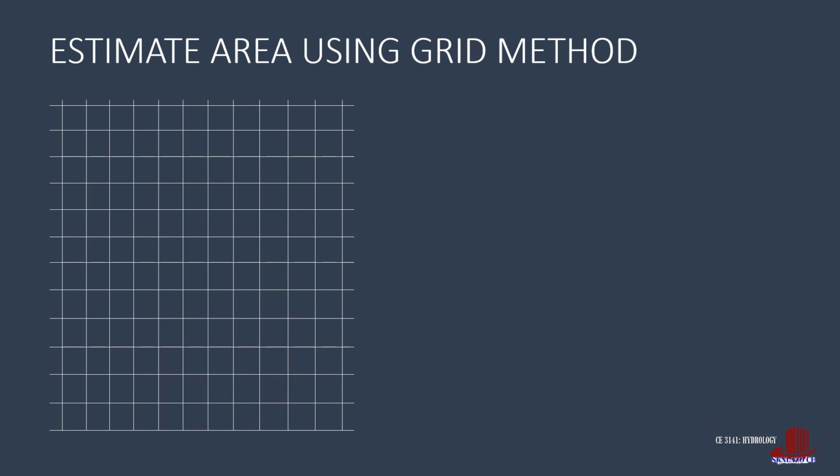The grid method is a rough estimation of the area of irregular shapes. Using the scale, you can draw grids onto the map. For this example, each grid is a square kilometer. So we estimate the area of station A.